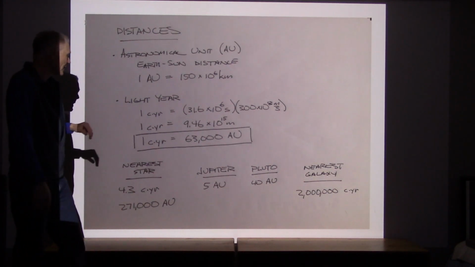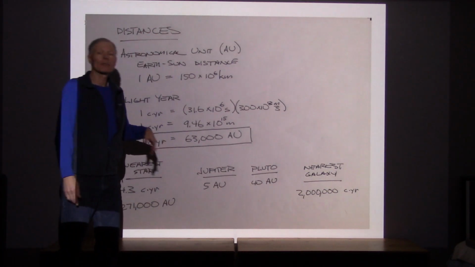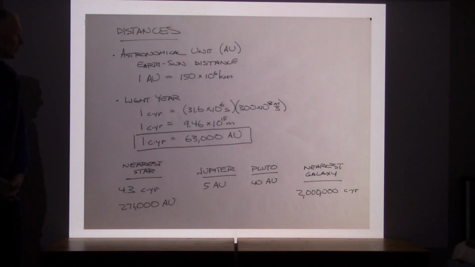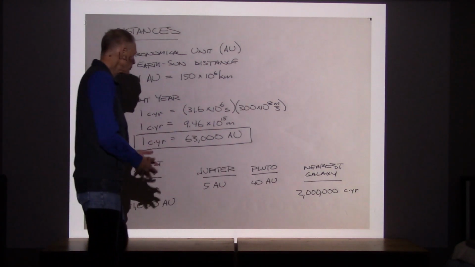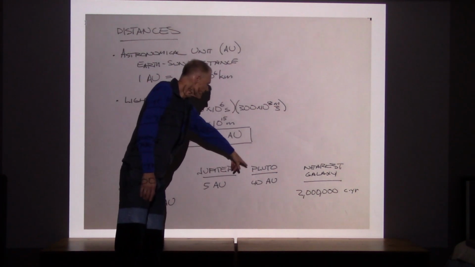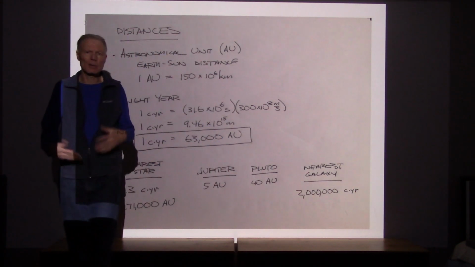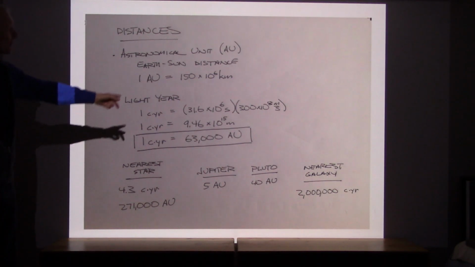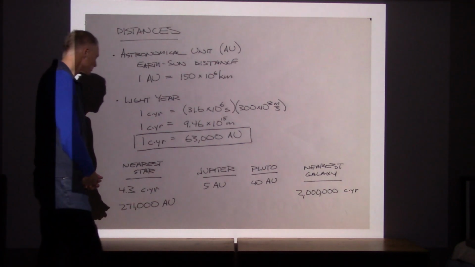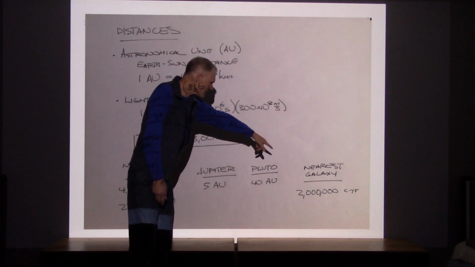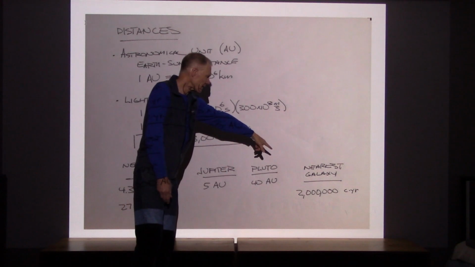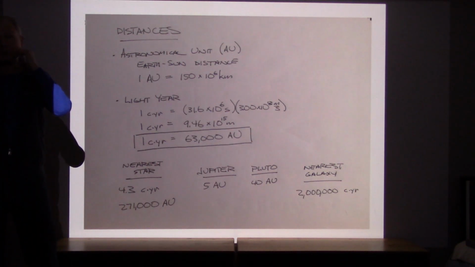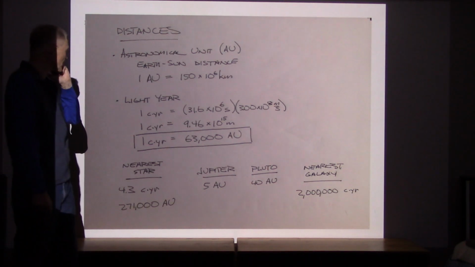So for example, how far is it out to Jupiter? Well, it's about 5 AU. So if we're in the solar system, AUs become handy. How far is it out to Pluto? Well, it depends on where it is in its orbit, but typically Pluto is somewhere around 40 AU from us. So how far is it out to the nearest galaxy? The nearest galaxy is 2 million light years away. So from that nearest galaxy, light would take 2 million years to get here.